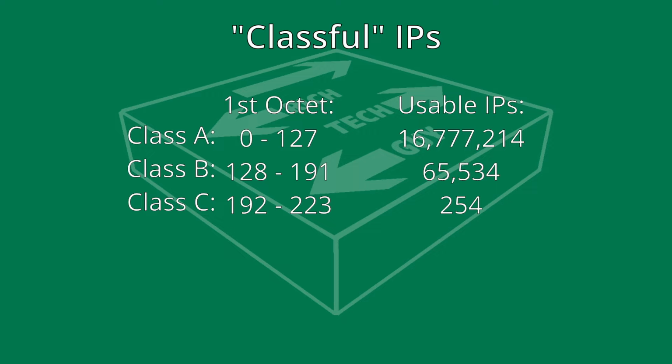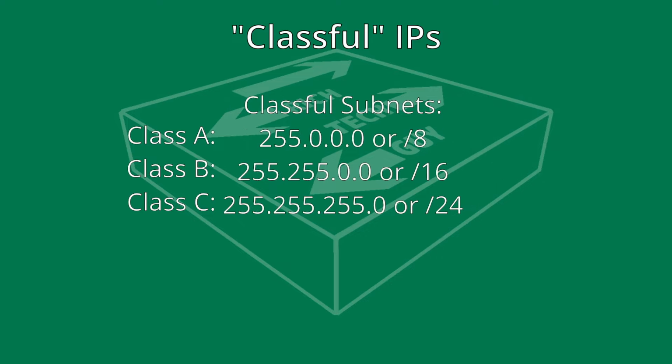All right. The reason I bring this up is not because some IP addresses have absolutely no class whatsoever and others are the classful ones you want to hang out with, but rather because there are certain subnets that align to these classes. So for class A, a subnet mask of 255.0.0.0 or a slash 8 is going to align with class A. For class B, it's 255.255.0.0 or slash 16. For class C, it is 255.255.255.0 or slash 24.